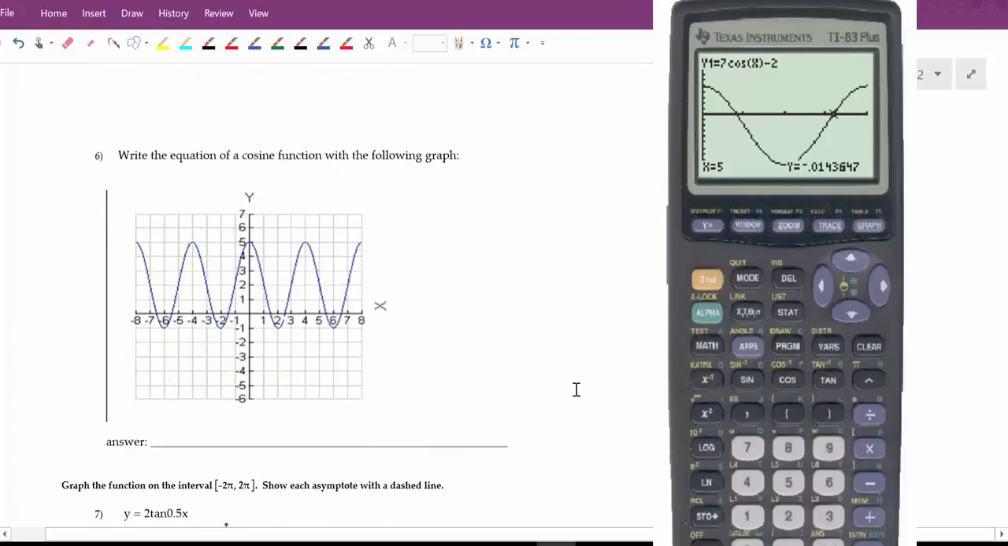So another thing I want you to be able to do is to be able to do this kind of thing: write the equation of a cosine or a sine with the following graph, okay, on this.